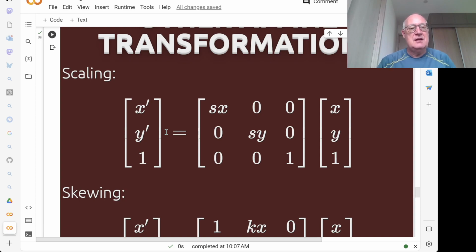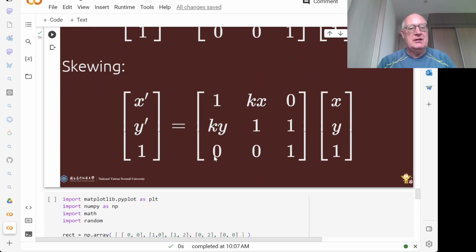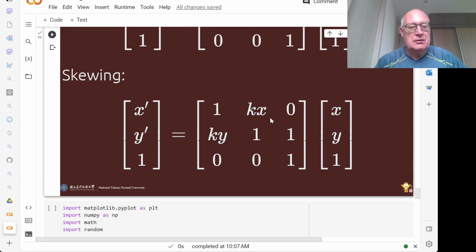And then we also have, lastly, the skewing operator. Skewing has ones here, so we get x, y, and 1 here. But then I get x plus kx multiplied by y. Here I get ky multiplied by x plus y. This one is wrong, that should be a 0.